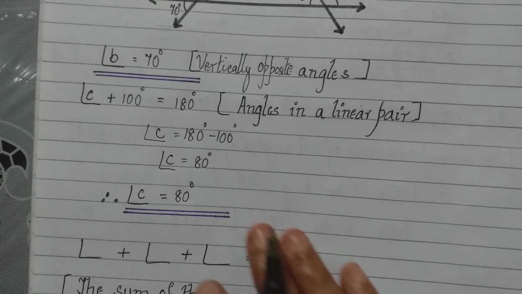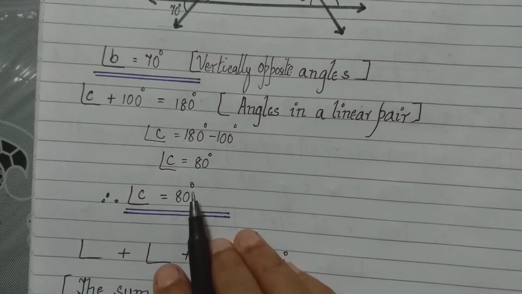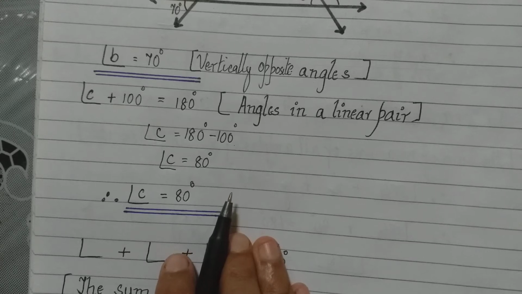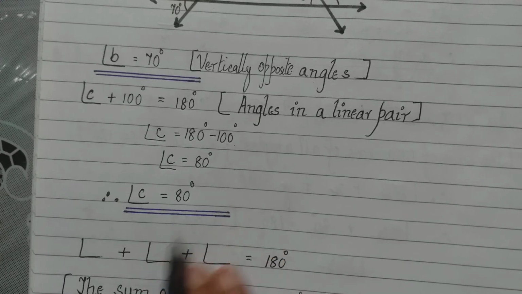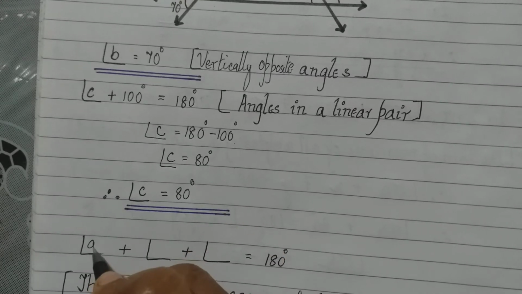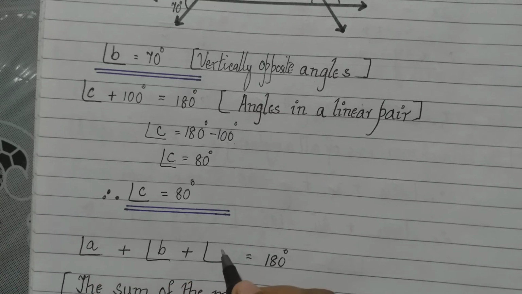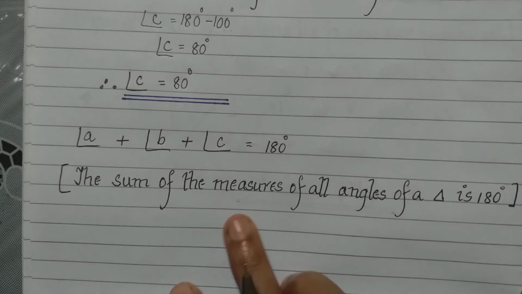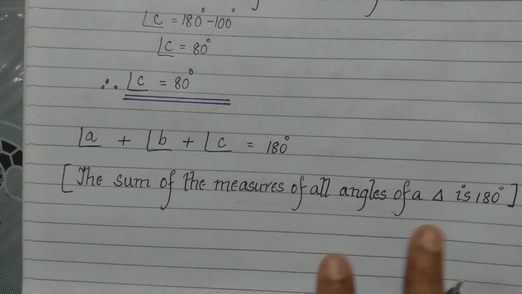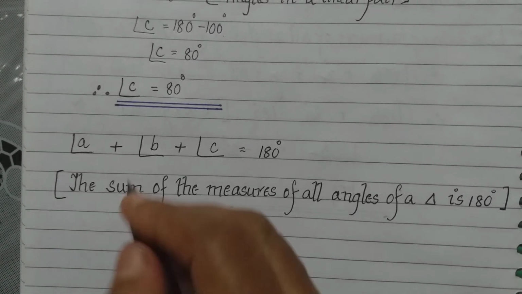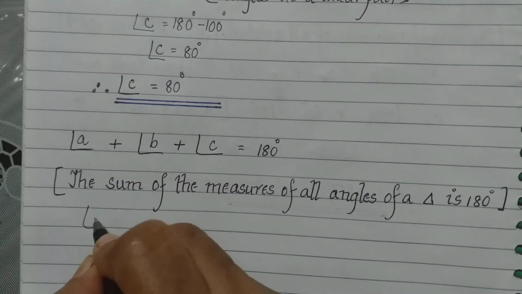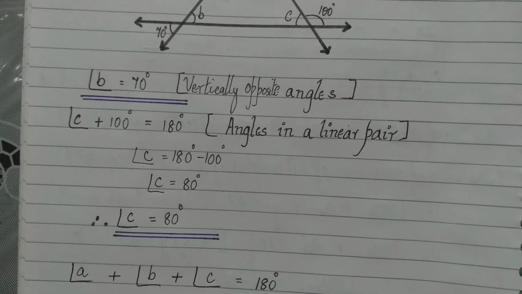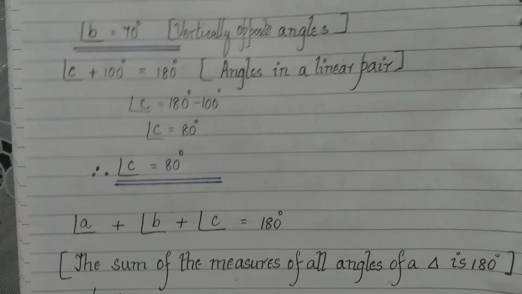The last angle we can find out, that is angle A, by using angle sum property of a triangle where the sum of the angles of a triangle is 180 degrees. So I can write angle A plus angle B plus angle C equal to 180 degrees and write the property. The sum of all the measures of the angles of a triangle is 180 degrees. Now angle A we do not know, so we write angle A as it is. What is angle B? We found out 70 degrees. What is angle C? 80 degrees.